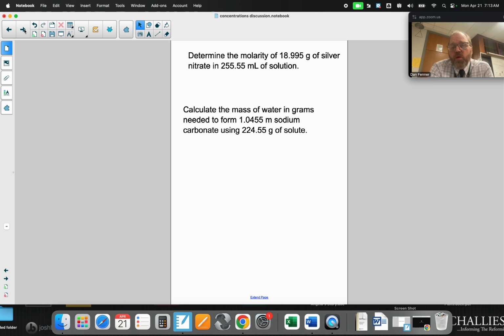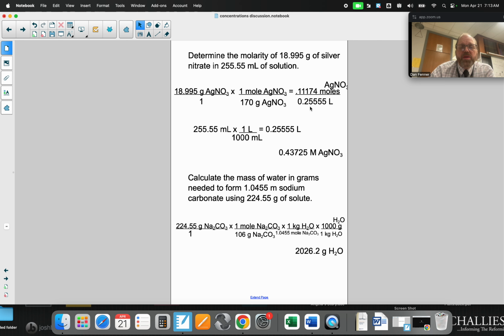Ready? Here we go. So the first one, we're going to find the molarity. So we convert grams to moles. Formula mass of silver nitrate is 170 grams. 0.1174 divide by liters, milliliters into liters, divide by 1,000. We end up with 0.43725 molar, capital M, AgNO3.